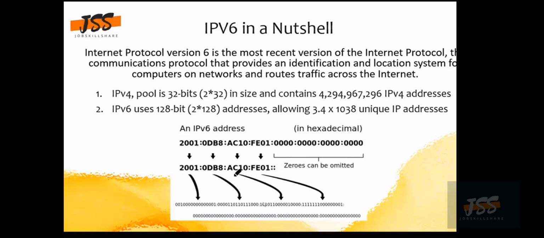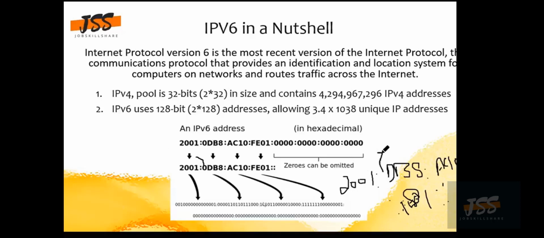Then further, if you have a leading zero like this one, you can type it like DB8 and then AC10 and then FE80 and 1 with all zeros. So we had the leading zeros omitted from here as well, as long as it's at the start. And then if you convert this into binary, this is how it will look.